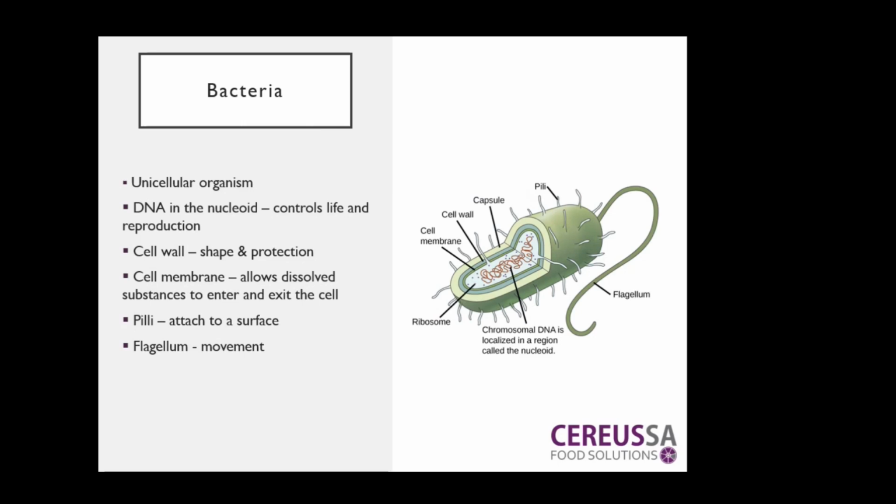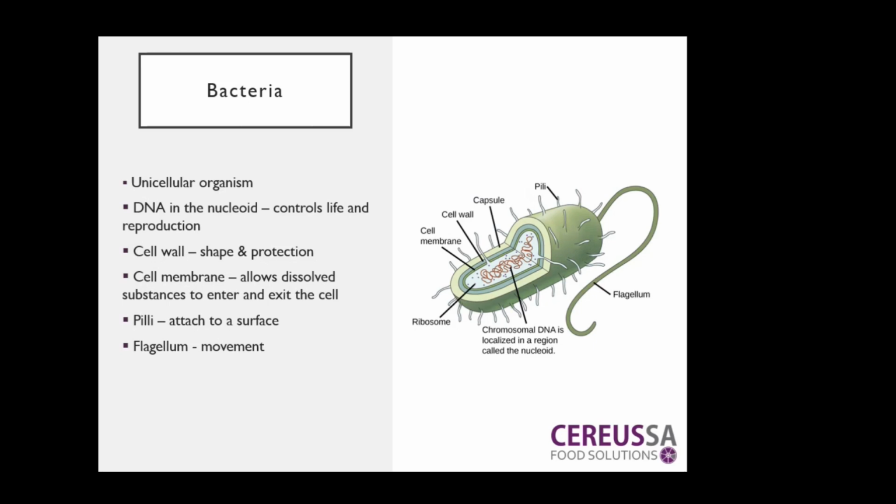Let's have a look at some structures of the bacterial cell. Now on your right, you will see a typical bacterial cell. Bacteria are unicellular organisms. In other words, they consist of one cell. A typical bacterial cell will contain DNA in its nucleoid. The function of the DNA is to control life and reproduction. Without the DNA, the cell is not alive.